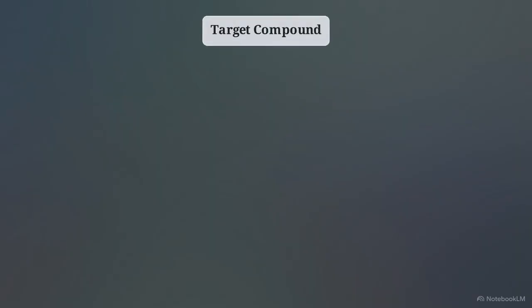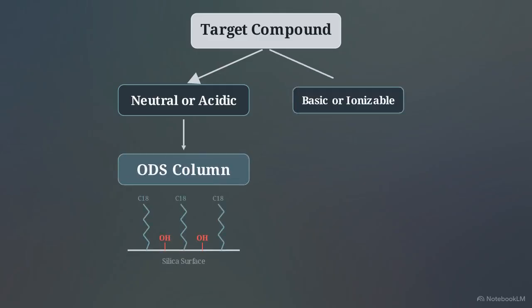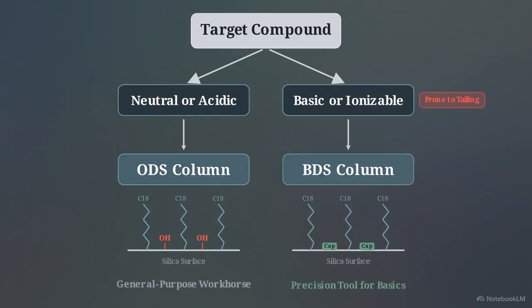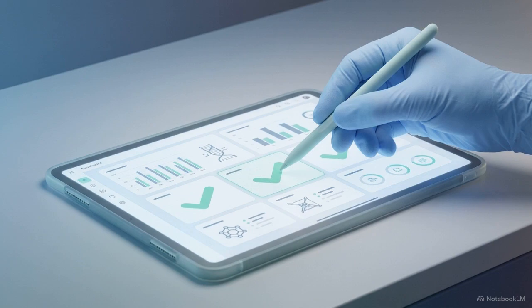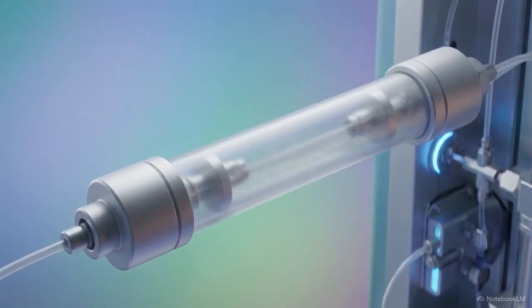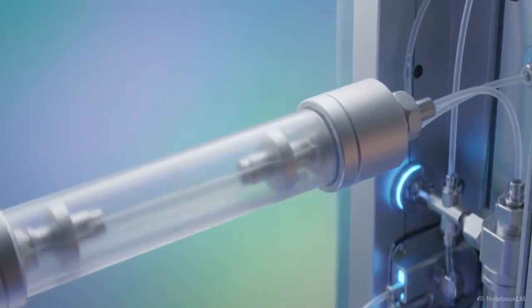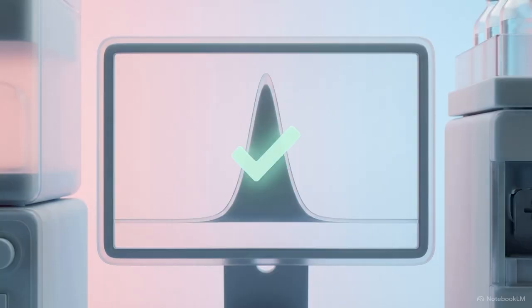We can translate these structural differences into a practical decision tree. If your target compound is neutral or acidic, default to the standard ODS column. If your target is basic or ionizable and prone to tailing, transition immediately to the BDS column. Surface chemistry is the starting point, but remember to evaluate pH stability, particle size, and column dimensions to fully optimize your method. Both are built on a C18 base, but base deactivation provides a necessary upgrade in performance when analyzing challenging basic analytes. Getting this hardware choice right up front ensures accurate separations, robust results, and strict GMP compliance for your laboratory.